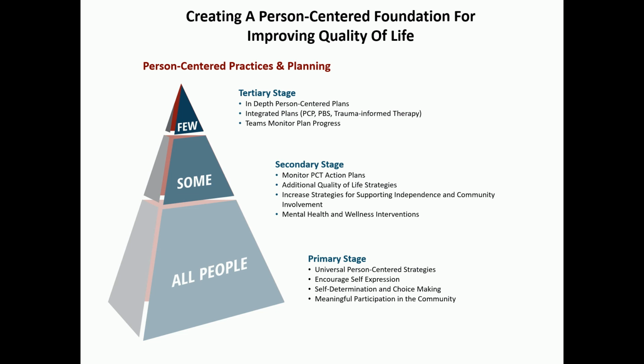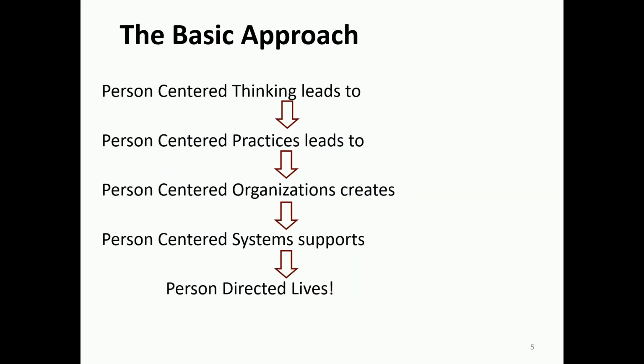We can't intervene without the universal and secondary levels. At the universal level, it is preventative versus an intervention. We want to focus on improving quality of life for everyone using both person-centered planning and positive behavior support. So the basic approach is that person-centered thinking leads to person-centered practices, which makes our organization more person-centered, which makes the system more person-centered, which leads to person-directed lives, which is the whole goal in this process.